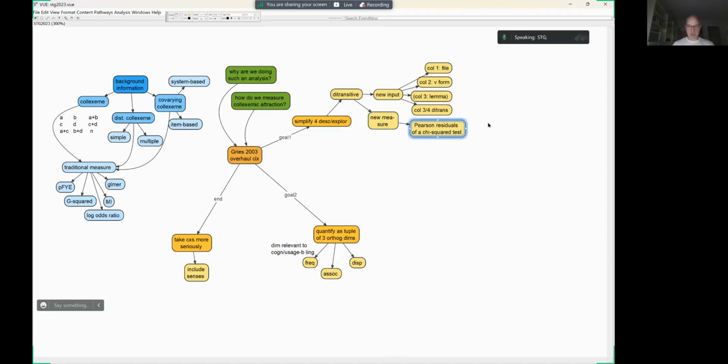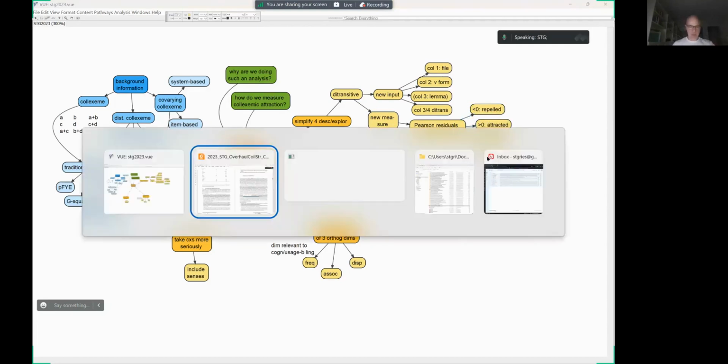And what do the Pearson residuals tell us? Well, if they are negative, that means something is repelled. If they are positive, something is attracted. Okay, that's good. And apparently it's much faster because we only compute a single test and not potentially thousands of them. So that's, of course, nice. So those are the advantages and the interpretation.